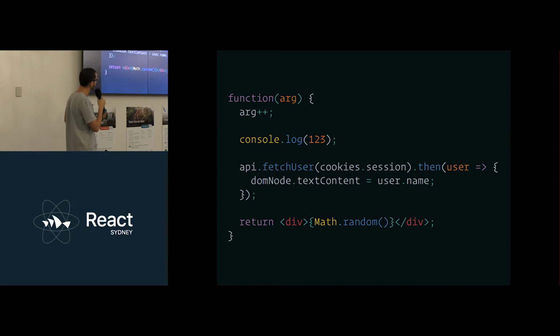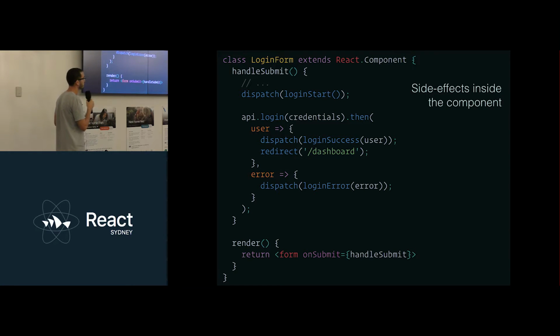And then we mutate a DOM node. We return a React component with some random number inside. So in this last line, it means that every time you run your code, it's going to produce a different output or have an observable effect on the external world.